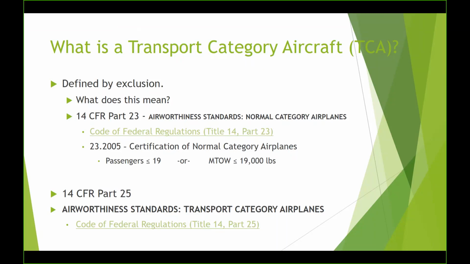So max takeoff weight is not quite maximum weight. There's a max ramp weight, which is the airplane can actually carry a little bit of extra weight, so it has fuel to burn to get to the end of the runway, but by the time it gets to the runway, it has to be down to the max takeoff weight. And so max takeoff weight less than or equal to 19,000 pounds.